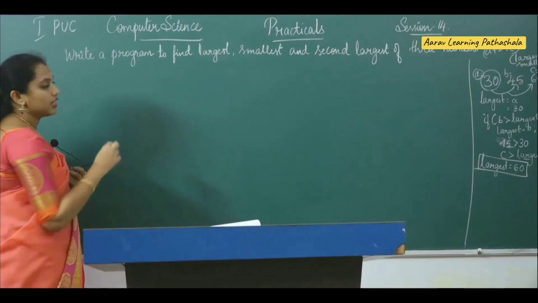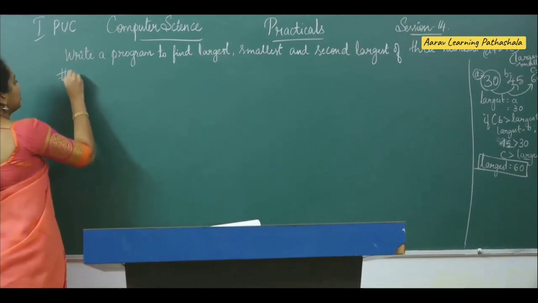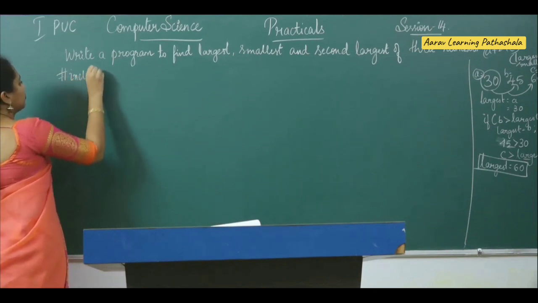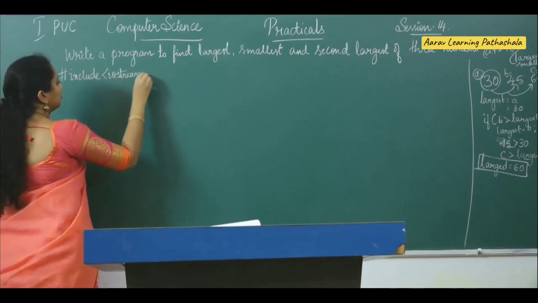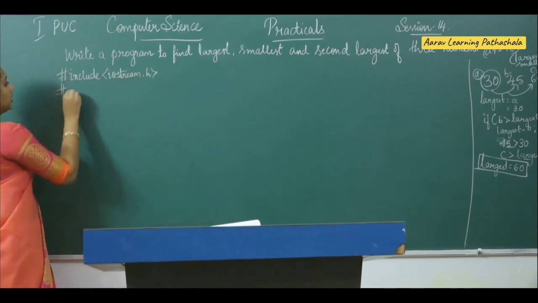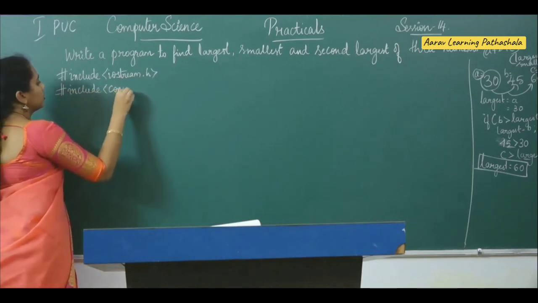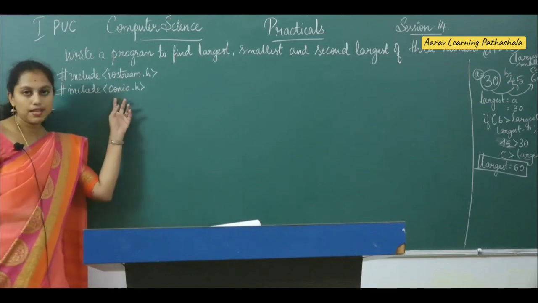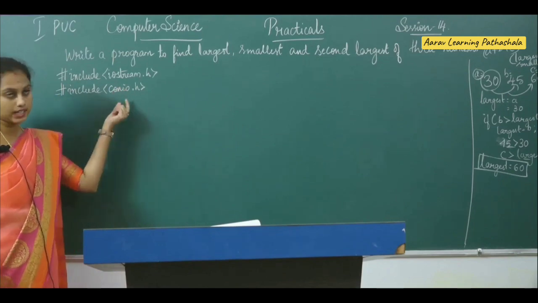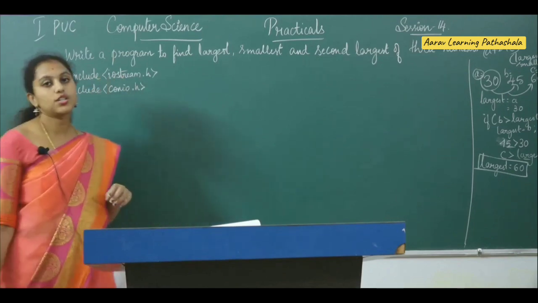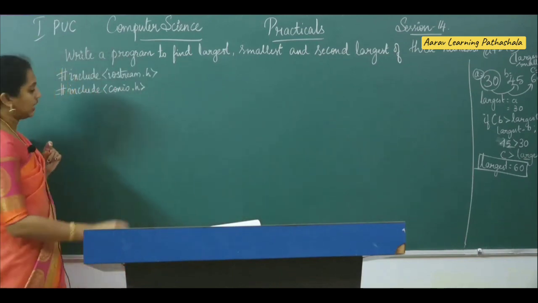So what is the first step? First step, we have to include the required header files. That is, #include <iostream.h>, #include <conio.h>. So conio.h contains basic functions like clear screen and getch, and iostream.h is a header file, a supporting file for cin and cout.